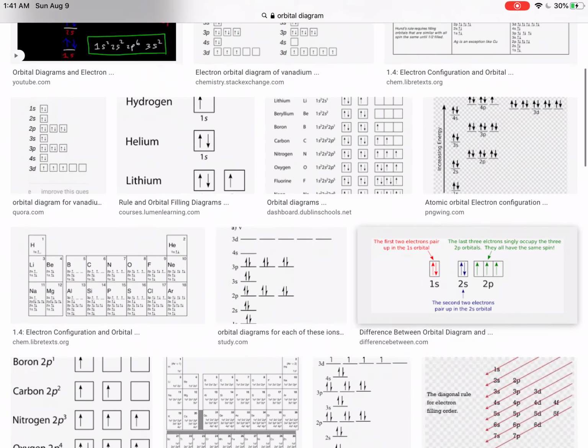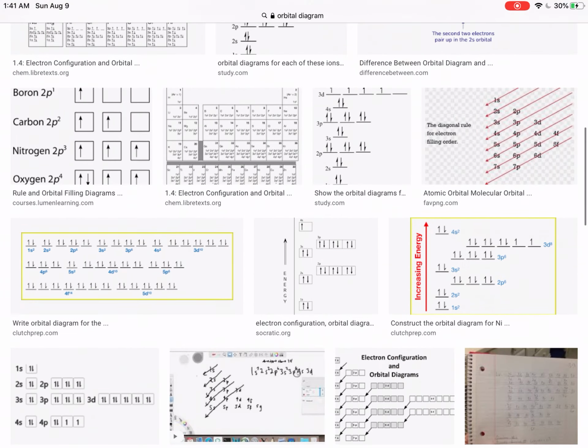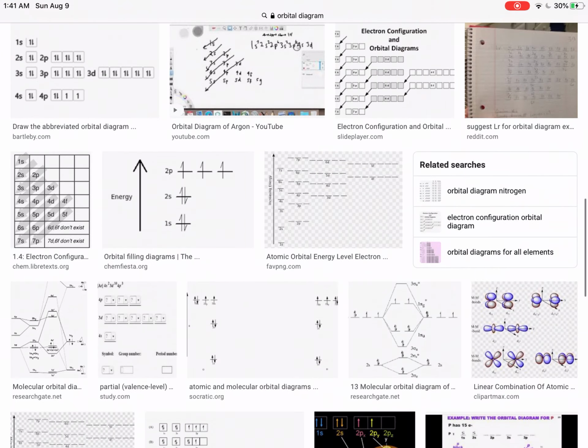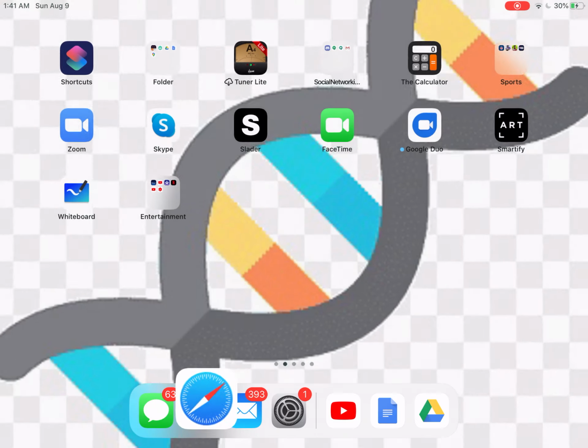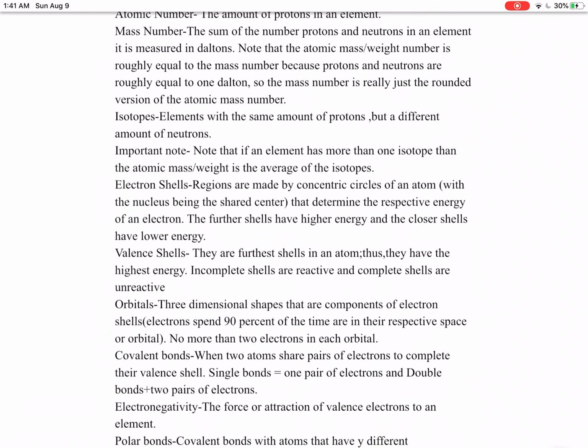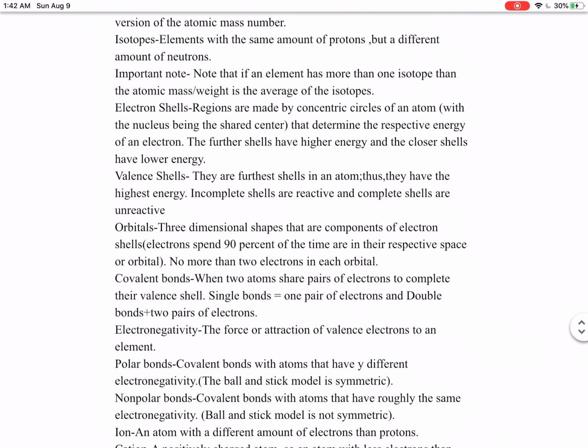Okay, in fact, don't even worry about that. It's a little bit advanced, so let's not worry about the diagram. But all you need to know is that there are no more than 2 electrons in each orbital, and they're just three-dimensional shapes, where the electron spends 90% of the time. That's all you need to know for this chapter.